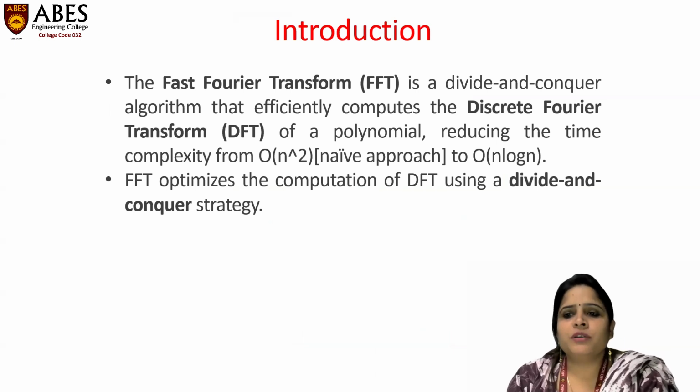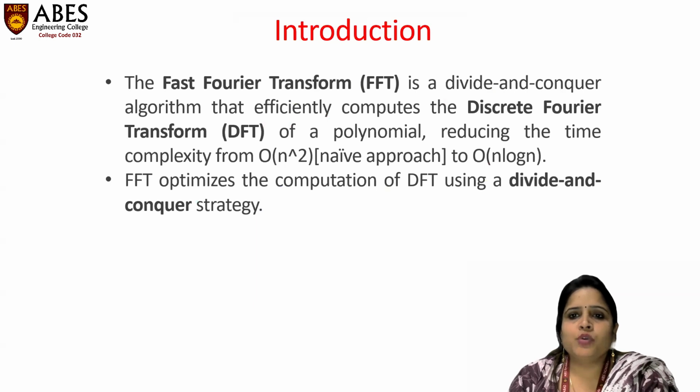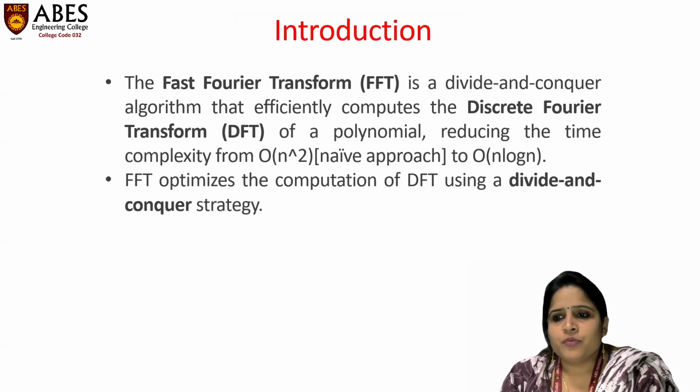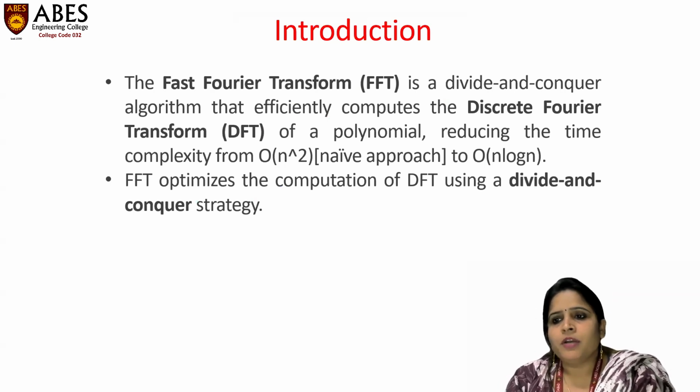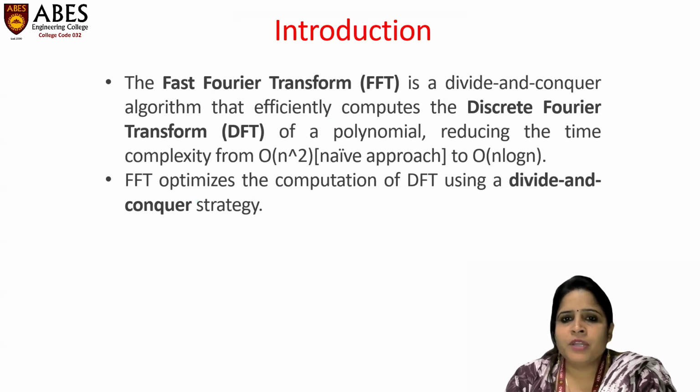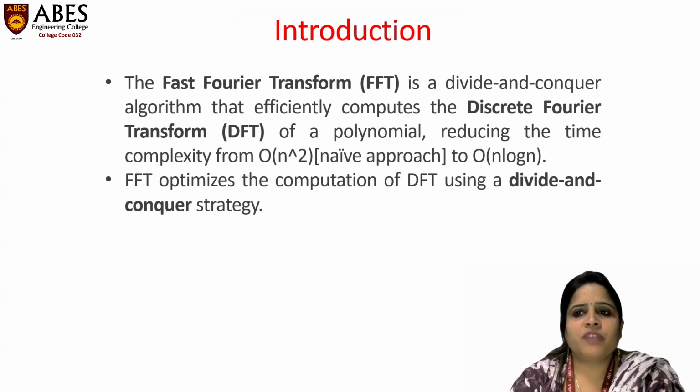First of all, what is fast Fourier transform? Fast Fourier transform is a divide and conquer algorithm that efficiently computes the discrete Fourier transform of a polynomial, reducing the time complexity from order of n square to order of n log n. Now, what is discrete Fourier transform? It is a mathematical technique that converts a sequence of numbers into another sequence of numbers to transform a signal from time domain to frequency domain. So fast Fourier transform basically optimizes the computation of DFT using divide and conquer strategies.